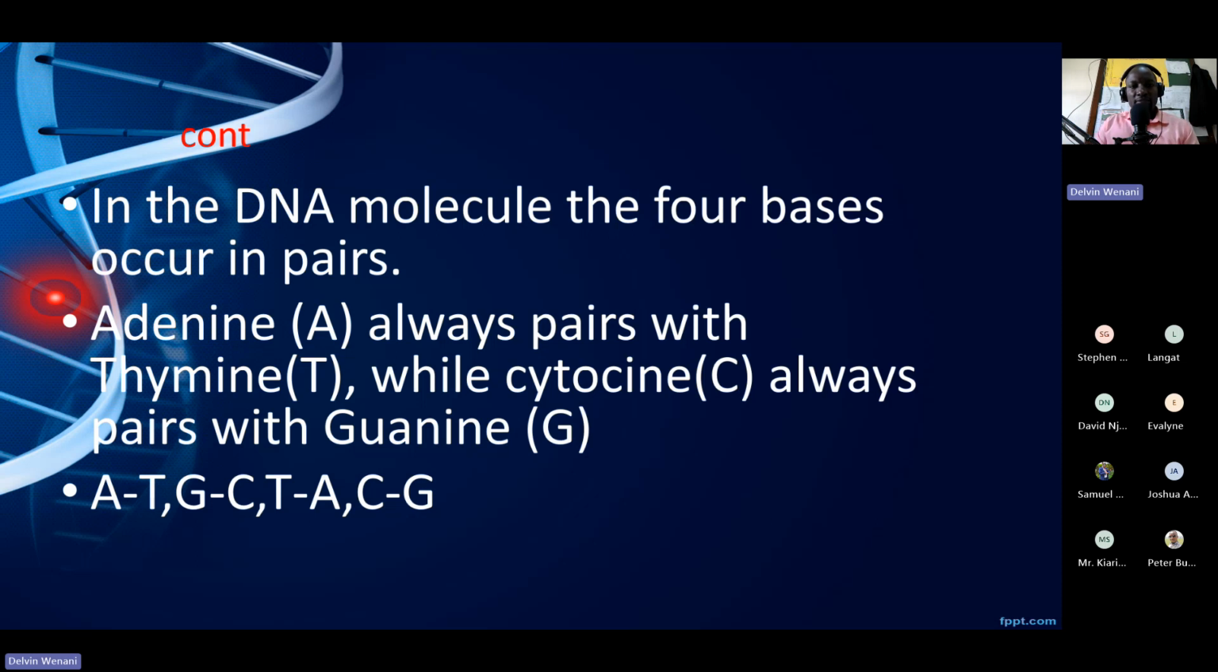A good example is what I've displayed there. When we have an A, it pairs with a T. Then a G will pair with a C and vice versa. Then T pairs with A and vice versa. And C will also pair with G and vice versa. So whatever the case, you can start with G pairing with a C, then C pairing with a G, or in the other case. That is the pairing in the DNA.